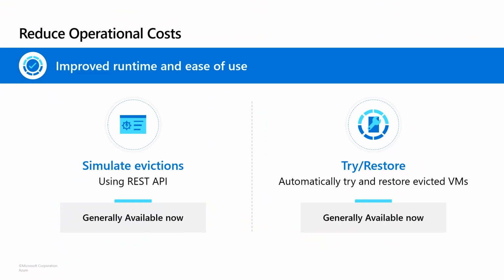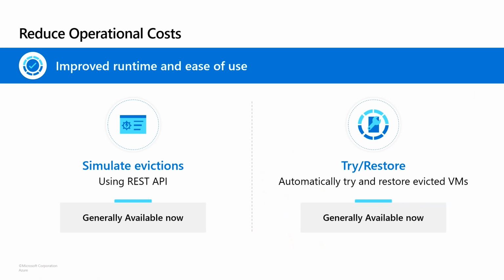We're introducing two new features called Simulate Eviction API and Try and Restore to help with that. With Simulate Eviction API, you can better prepare your application to handle evictions. This API will help simulate an eviction. So as you're developing your workload to be evictable or to handle evictions, you can use this API and put code in place to handle them gracefully so that you don't have to learn in production and then fix it. This is a great feature available in GA.